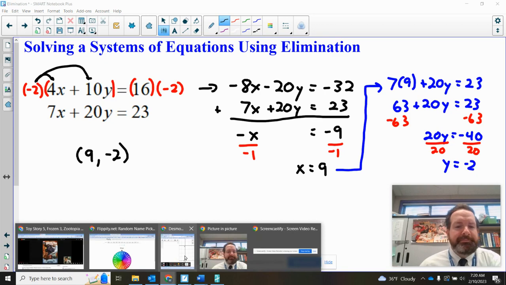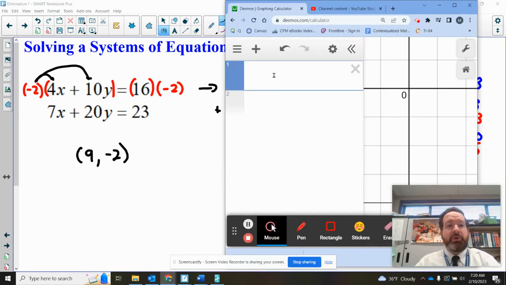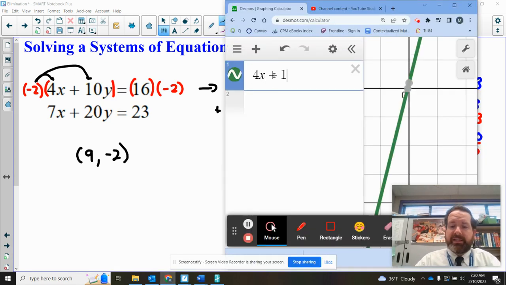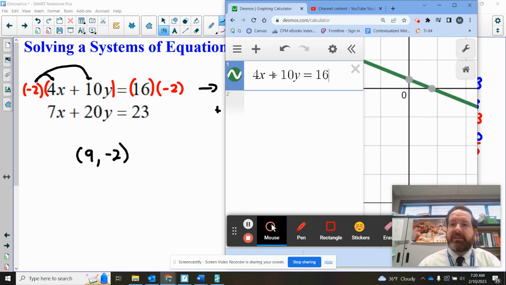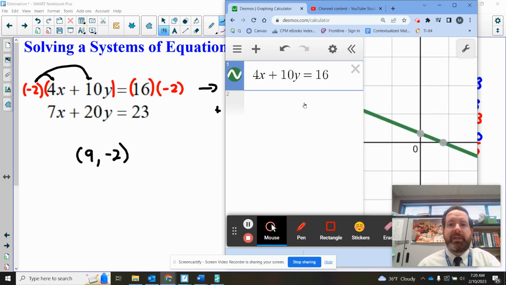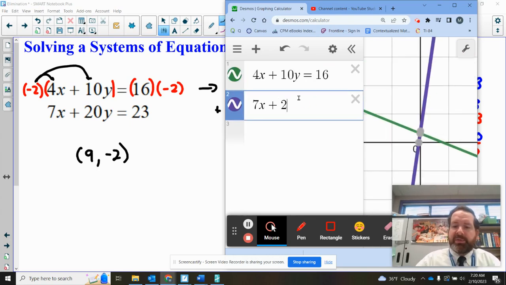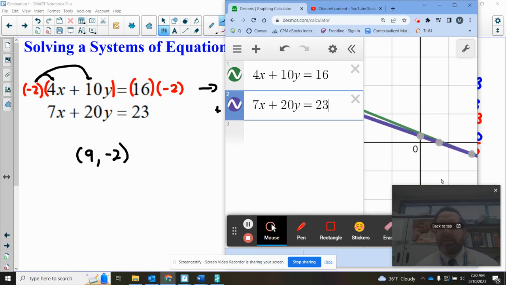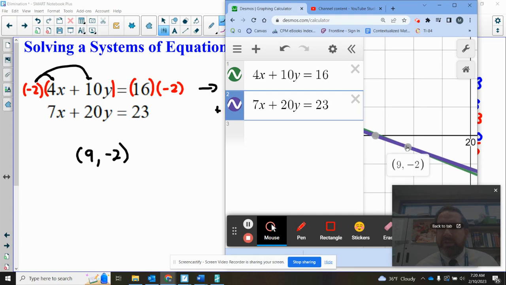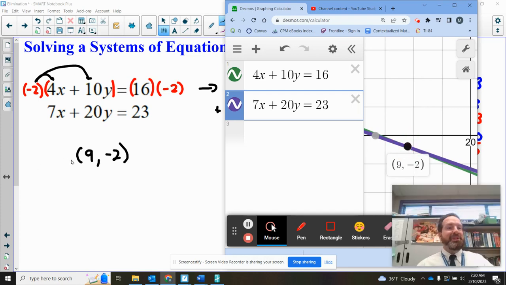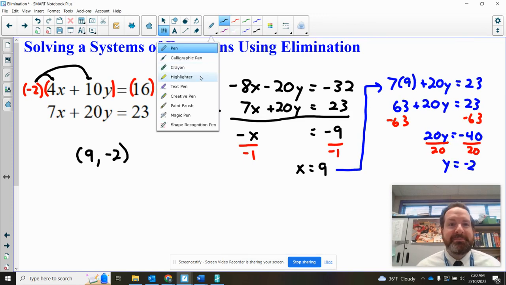Let's check it with a graph. Type in your original equations, so 4x plus 10y equals 16. There's one of them. And now 7x plus 20y equals 23. Let's see where they cross each other. 9, -2. Look at that. 9, -2. So we know we've done things right.